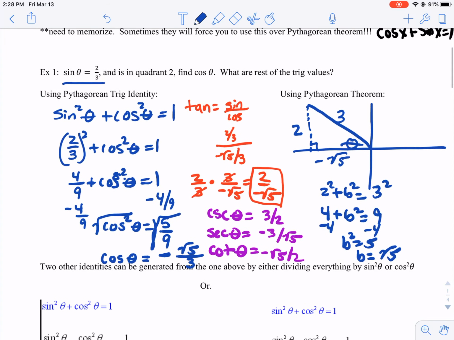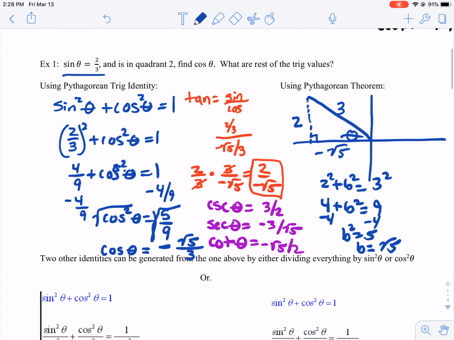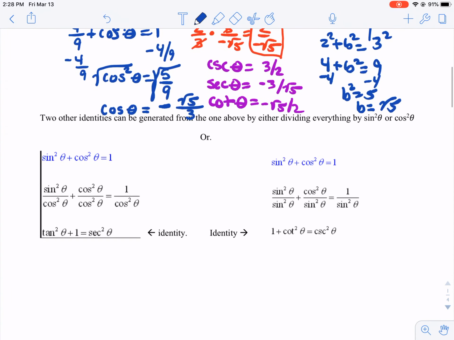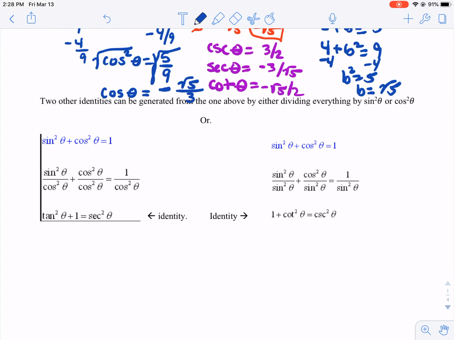Now, that's the one big identity that you really need to memorize. There are 2 other identities that you can get from it. So as long as you know how to make the other identities show up, you don't have to memorize these. So if you take the Pythagorean identity of sine squared theta plus cosine squared theta equals 1, you can do anything you want to an equation as long as you do it to everybody in there.